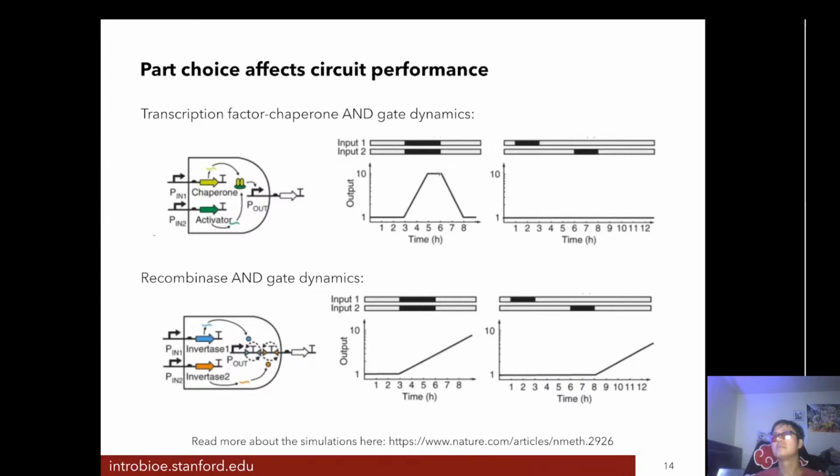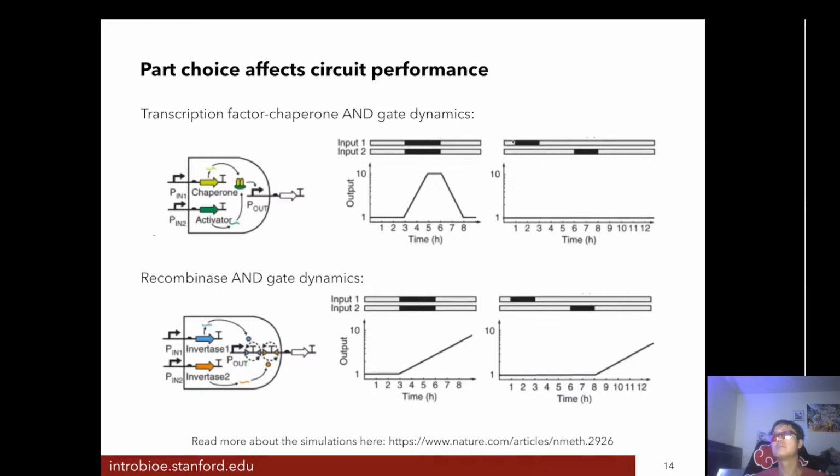But then if you wash away the arabinose and your tetracycline, these two input molecules, eventually you'll stop making the chaperone and activator, and then expression of your output gene will turn back off. So you get this kind of dynamic response to the inputs.